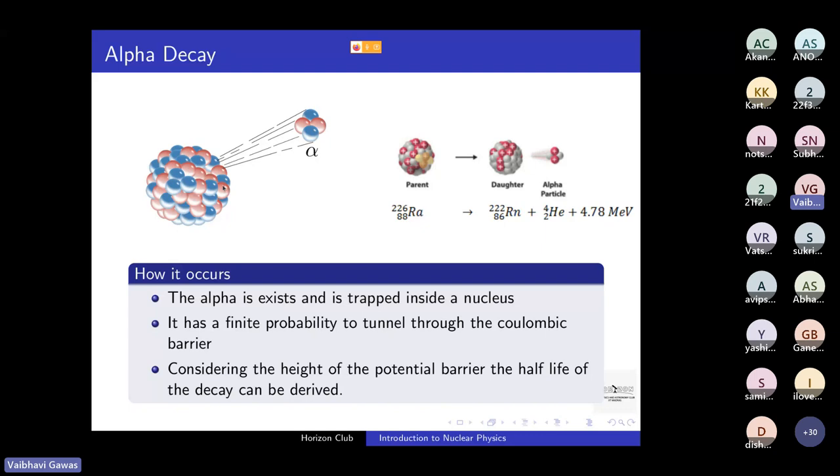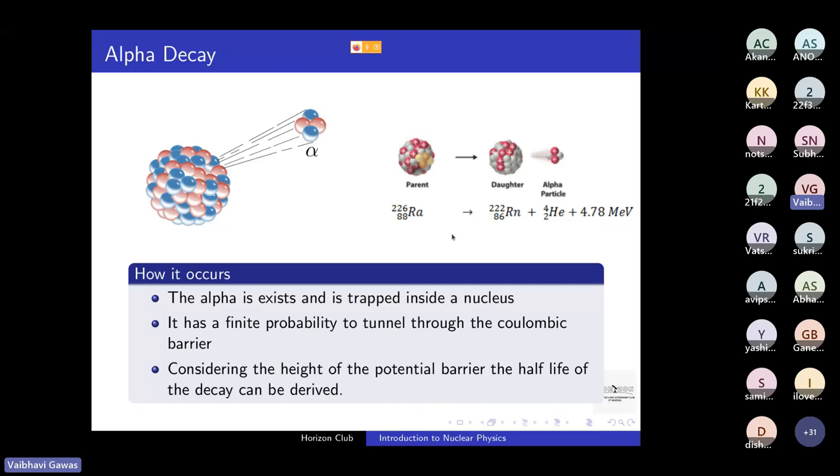And because of this finite probability, it has to tunnel through this Coulombic barrier. And in most of the processes, because of the binding energy instability, this process is favorable in the high mass nuclei. And you have your alpha decay process.